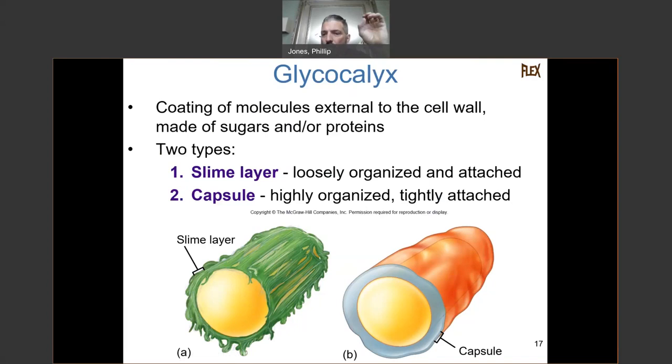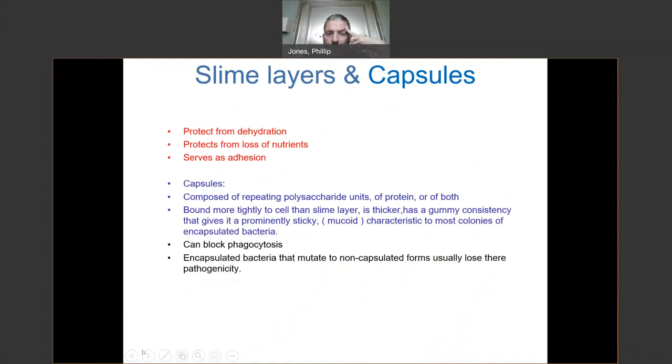So when your macrophages or monocytes go in to engulf that and try to digest it with digestive enzymes, it's a little bit harder to get through. It's kind of an extra protection, or an armored suit, however you want to think about it. Slime layers are mucus, with a little bit of sugar, and they help it from dehydrating and help with attachment. So I wrote all this out here for you in red and blue. It protects from dehydration, protects from loss of nutrients, and serves for adhesion. Slime layers and capsules, like I said, are thicker, and they really help it evade the immune system. Gives it a little bit of an advantage.